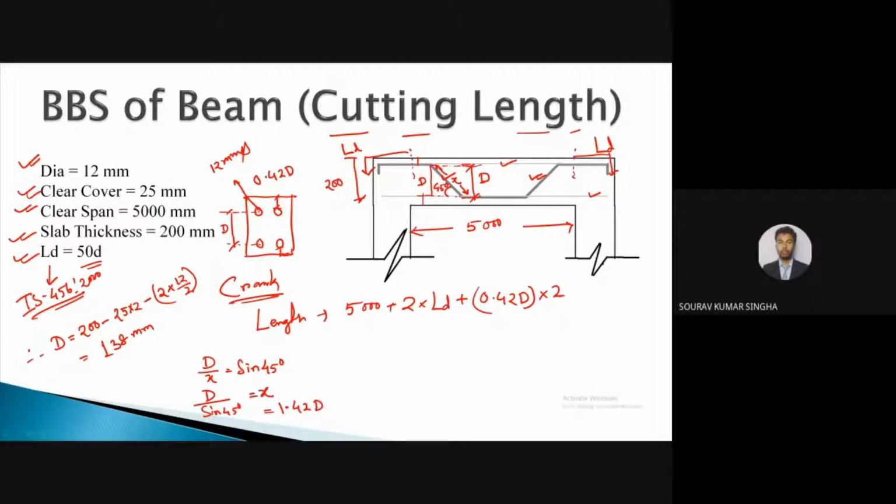So initially the value is D. So what is the extra length? That will be simple, 0.42D. So in this way this value came.